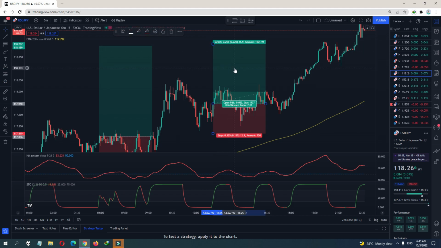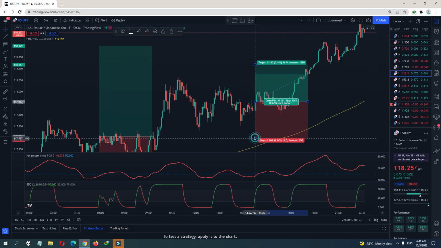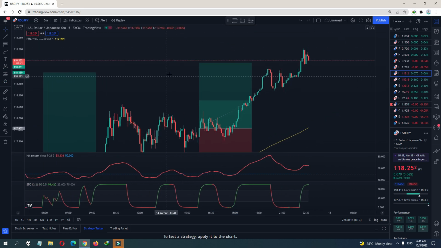And here, let's see. We have another signal. It turns green from red. The stop loss is maybe right there or right here. So you can target 1 to 2.